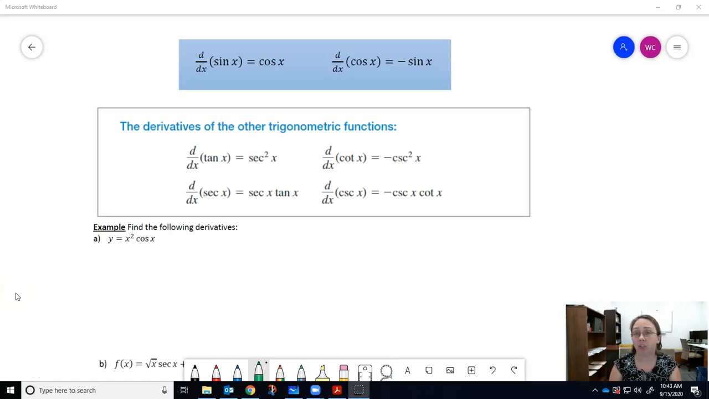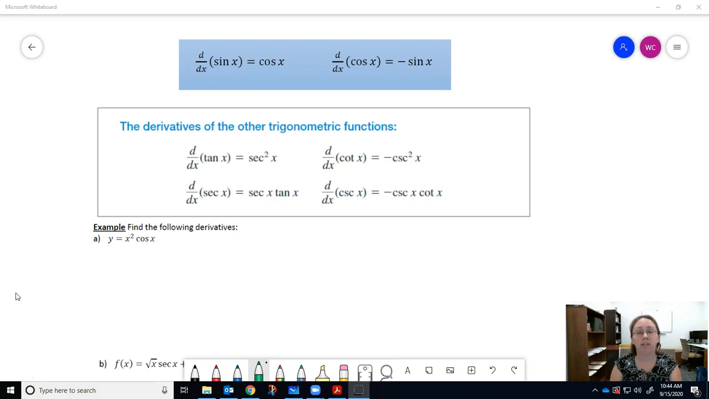We're going to continue our discussion of derivatives involving trig functions by adding on 4 more trig functions. So at the top you can see I've brought over the derivative of sine and derivative of cosine. Just to remind you, we talked about that in a previous video. And then below it you can see we have 4 more. So these are the 6 traditional trig functions, or all 6 trig functions that we usually talk about.